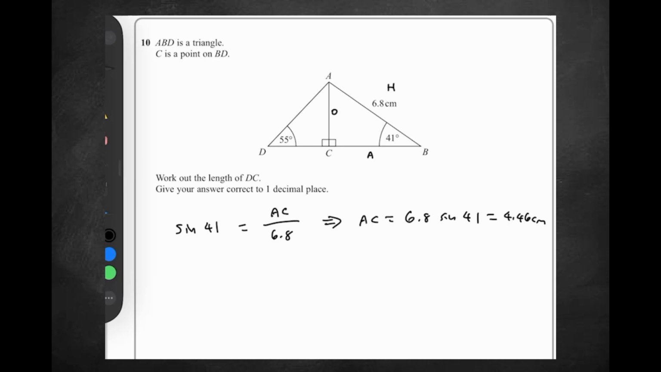And then we'll do the same for the triangle on the left, 4.46. So we want DC, which is going to be adjacent. This is still the opposite side because it's opposite the angle. So this time we're going to use tan. So tan 55 equals opposite over adjacent. So AC is 4.46 over DC, which is the one we want. We'll rearrange this equation to get DC equals 4.46 over tan 55.